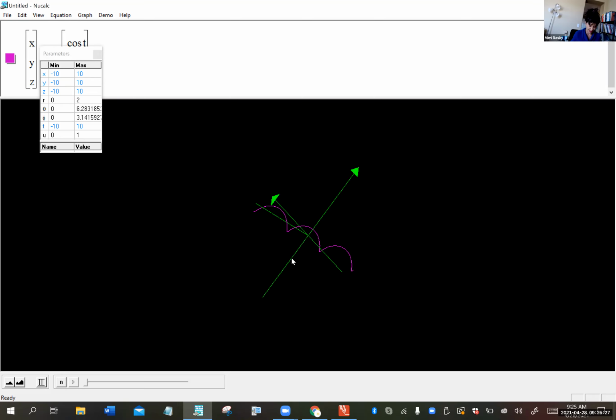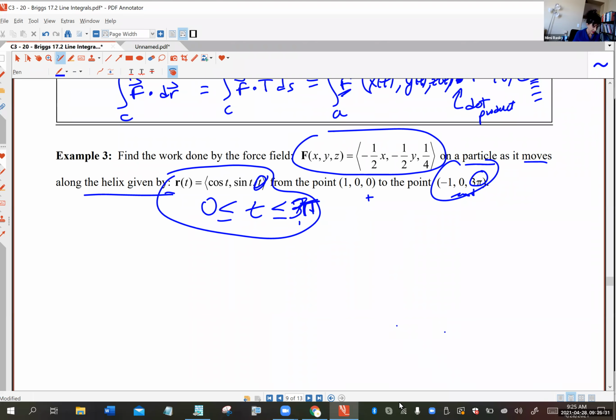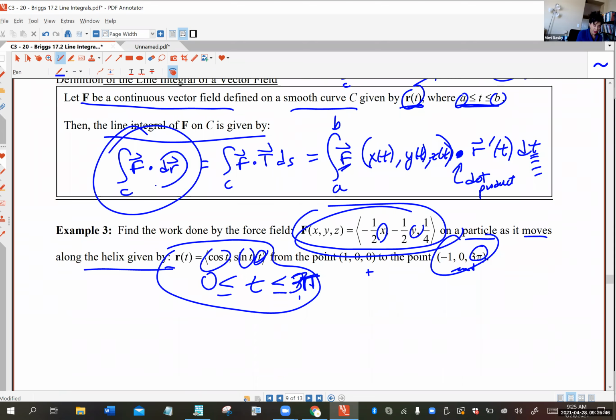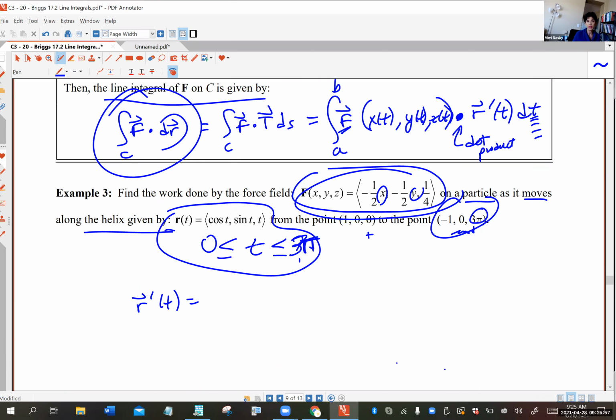Vector valued functions. Nice curves. Okay, back to work. So hopefully you got from this definition that you're going to be doing a dot product. You're going to be taking the force field, which is given, and you'll substitute in place of x's, y's, and z's the components of your vector valued function. But then you have to take a dot product with who? This dr is basically r prime. So you still have to get r prime, whether you're doing one of those scalar line integrals that I had you do, or one of these vector line integrals.